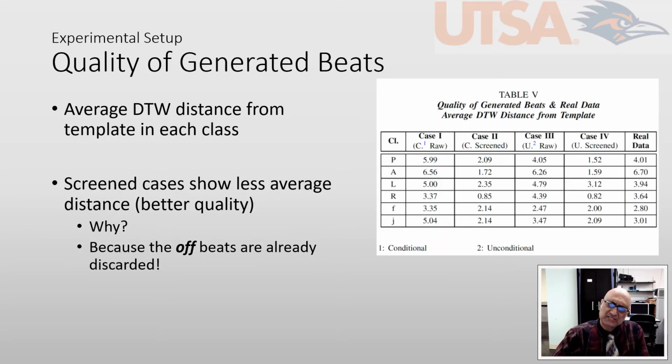This table shows the average distance of the generated data and also the real data in each class from the template. As we can see, the screened data has a better quality, meaning that the average distance between the generated data and the template is less than for the unscreened data. And there is a reason for that: the bad quality data has already been discarded.